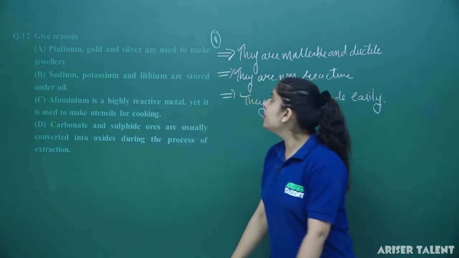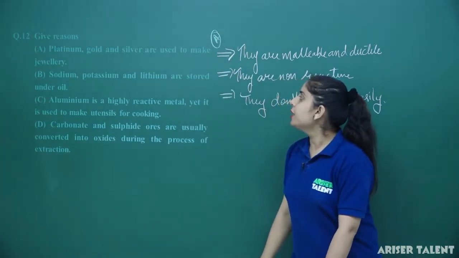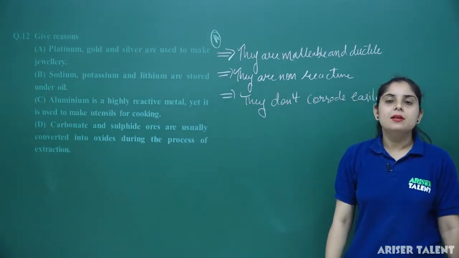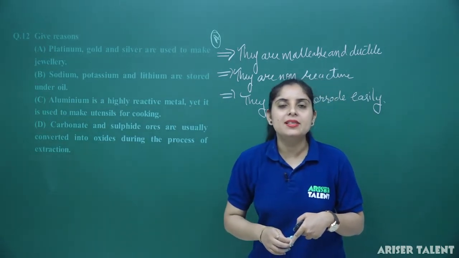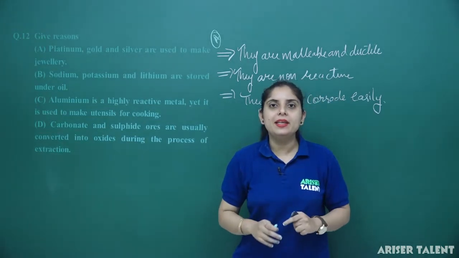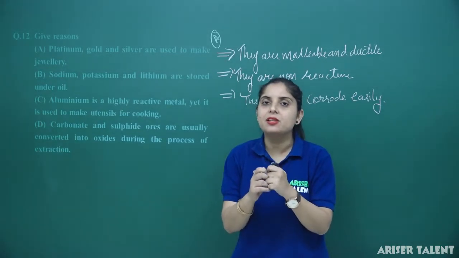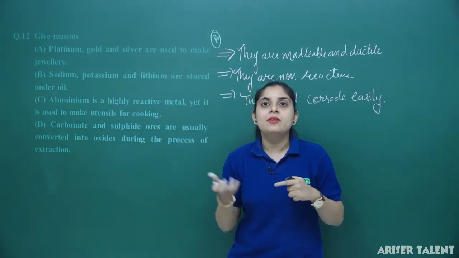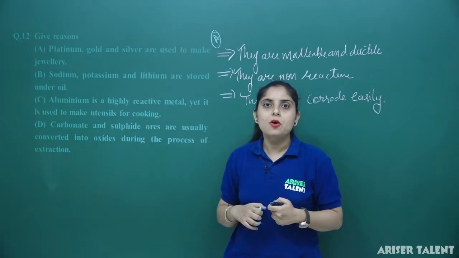Let's move to the B part. This is our A part. Sodium, potassium and lithium are stored under oil. So the reason for storing sodium, potassium and lithium in oil is that sodium, potassium and lithium are lying above hydrogen in the reactivity series. It means these metals are very much reactive. So whenever they are exposed to air, they will catch fire easily. That's why we have to store them under oil.